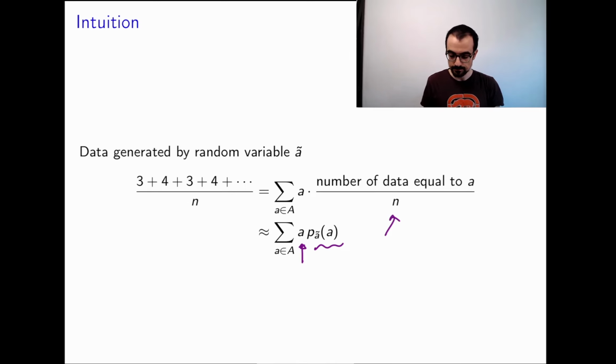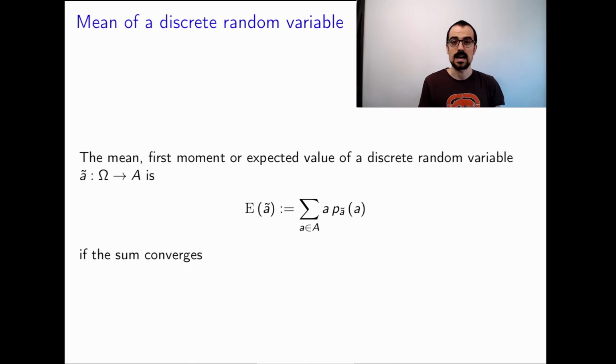Okay, so intuitively, the expected value or the mean of a random variable can be defined quite reasonably as this sum of all the possible values weighted by their probabilities, which is the value of the PMF of the random variable at that point. And that's exactly how we define the mean, first moment, or expected value of a discrete random variable, as a sum over all its possible values of those values weighted by the corresponding probabilities. If that sum converges, then we say that that's the mean of the random variable.